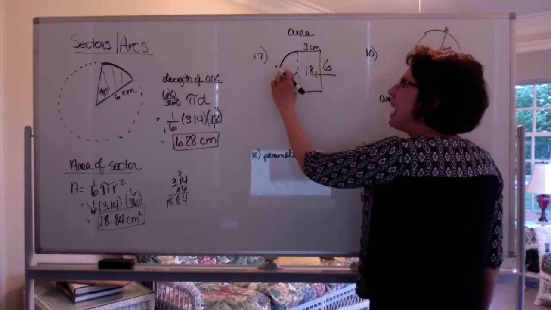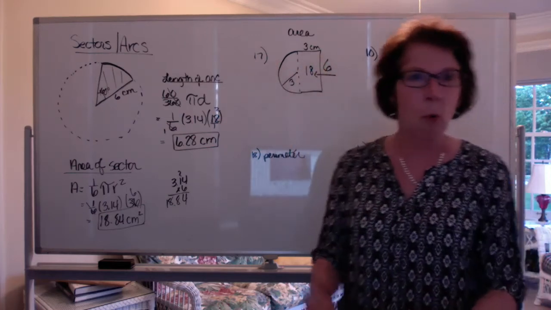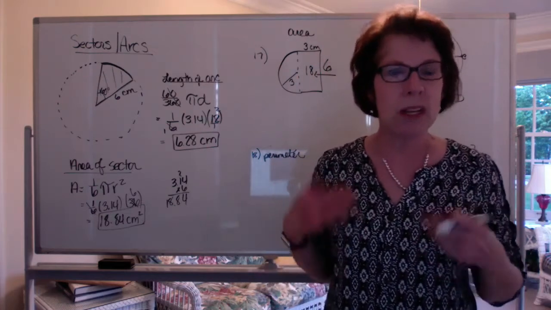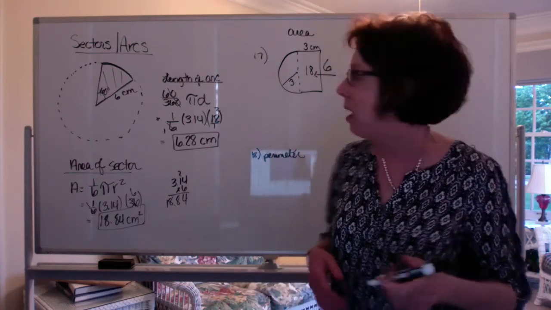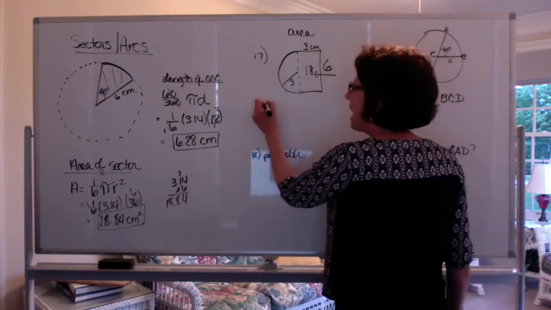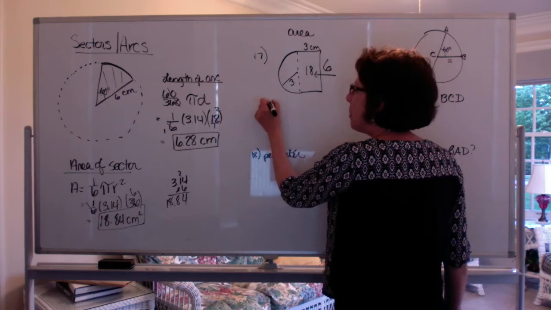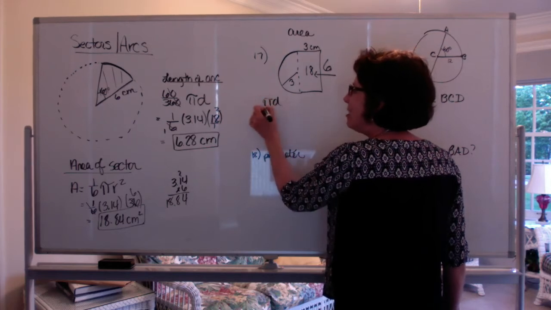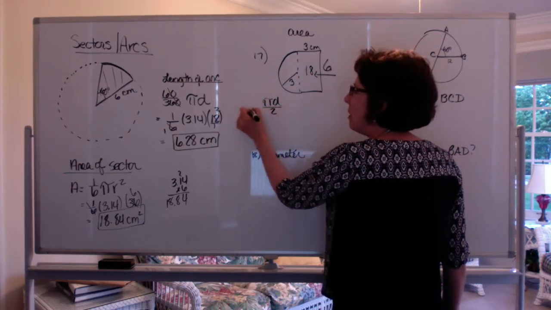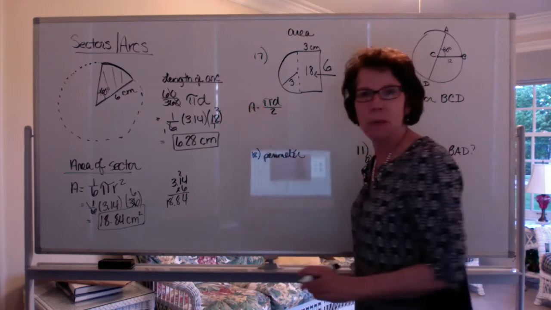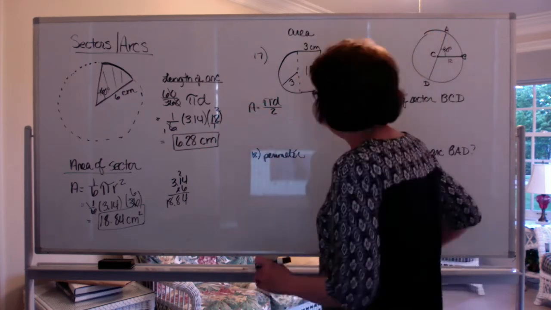Now let's find the area of the semicircle. What fraction of a circle is a semicircle? It's 1/2. Okay, so let's go ahead and do it's going to be pi d divided by 2. The area of the semicircle is going to be, no, it's not.